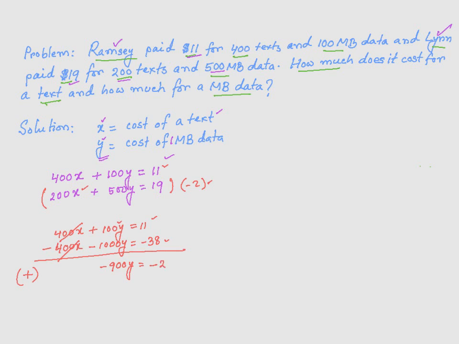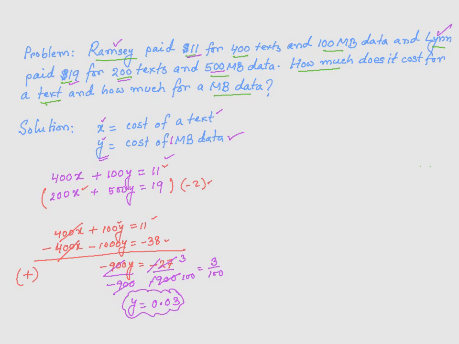Now I need to divide both sides by negative 900 because we are solving for y. On the left hand side, negative 900 and negative 900 are going to cancel. That's going to give me y is equal to, the negatives cancel, 9 goes into 27 3 times and 9 goes into 900 100 times. So it's basically 3 over 100, which is 0.03. The cost of 1 megabyte of data is 3 cents or $0.03.